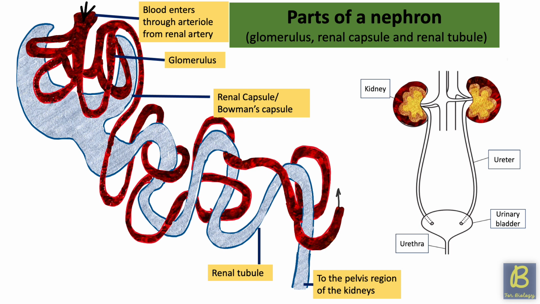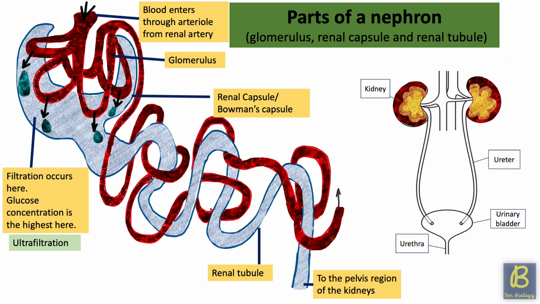The blood carrying the waste products enters the glomerulus through the renal artery, and the thin-walled capillaries of the glomerulus filter the blood. The filtrate contains water, salts, certain unwanted substances, urea and glucose. This process by which the fluid is filtered out of the blood is called ultrafiltration.